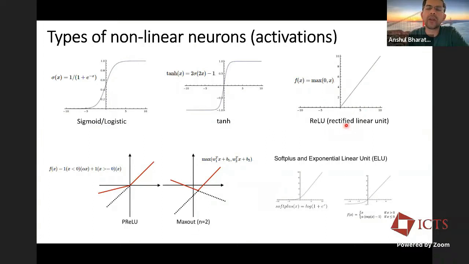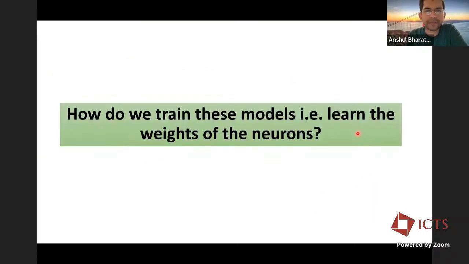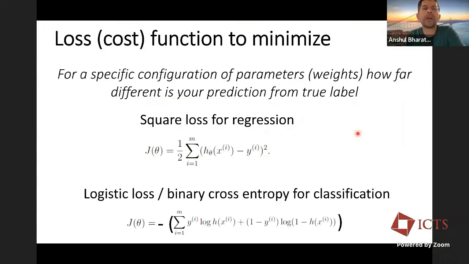And usually, even today, most of the models typically use some version of a ReLU, like a softplus or ELU or something like that. Okay. All right. So how do we train these models, and how do we learn the weights of the neurons? So I mentioned before, you remember my little cartoon of supervised learning. You need a loss function, right?